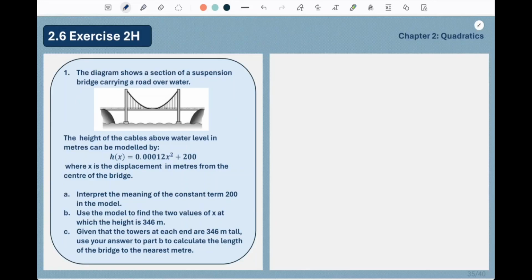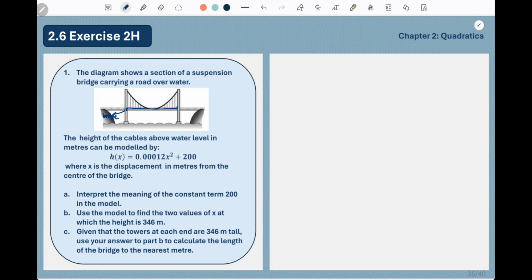Hello everyone, so today we're going to do more exercises when it comes to mathematical modeling. So the first question is about a diagram that shows a section of a suspension bridge carrying a road over water. So where's the bridge? The bridge is this one over here. So this is my bridge, I'm going to write it here. So this is the bridge and over water.